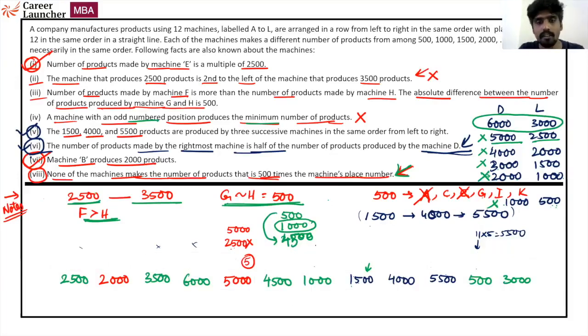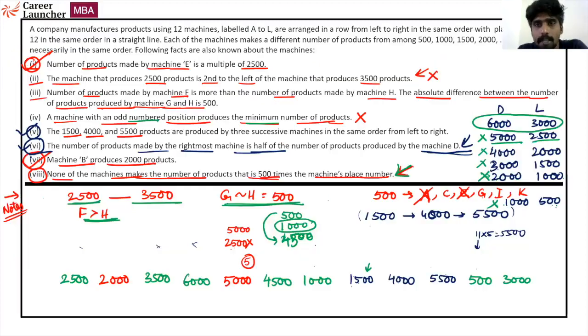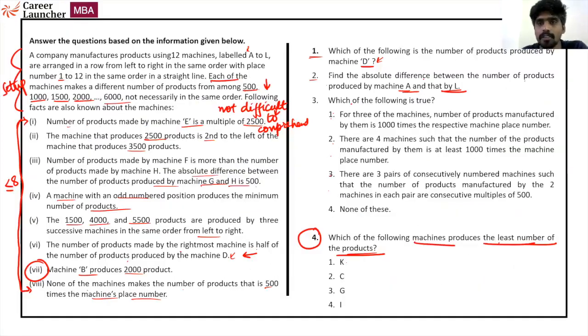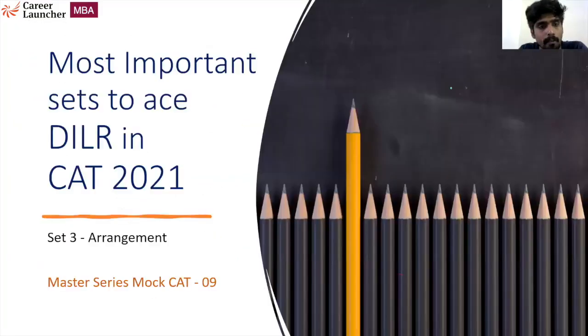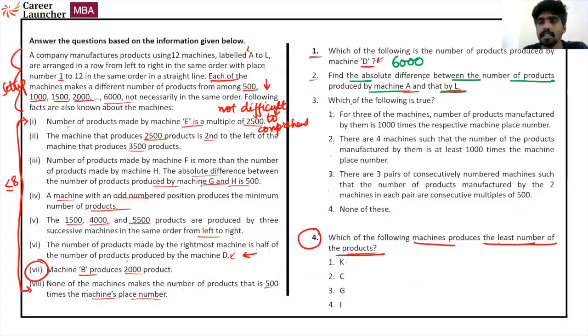Let us now take a quick look at the questions. What is the number of products made by machine D? Machine D must be producing 6000 products. Find the absolute difference between the number of products made by machine A and machine L. Machine A produces 2500, machine L produces 3000. The absolute difference between them is 500.